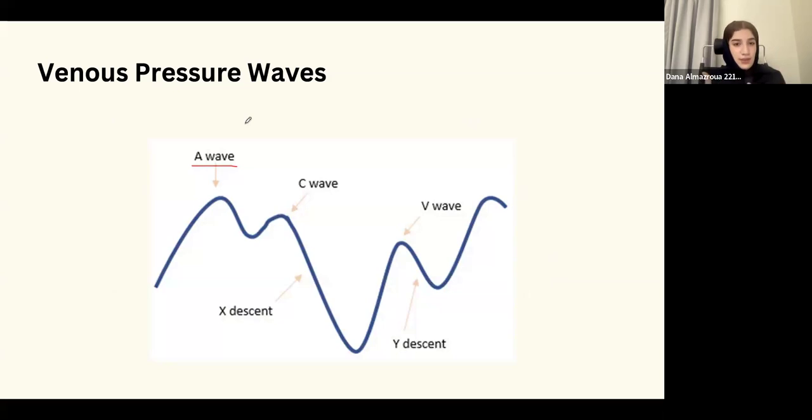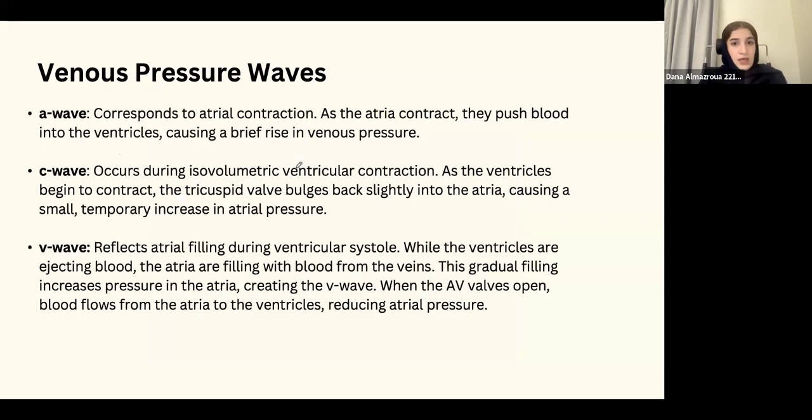I think all you need to know is the reason behind this increase in pressure in the venous system. The reason why the A wave happens is because the atria is contracting. It's due to atrial contraction, which will increase the pressure within the venous system as well. And then following the A wave, we're going to have the C wave. Now, the C wave would happen during the period of isovolumetric contraction where both valves are closed.